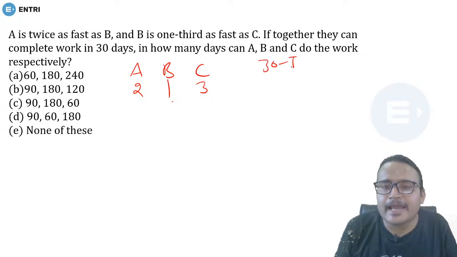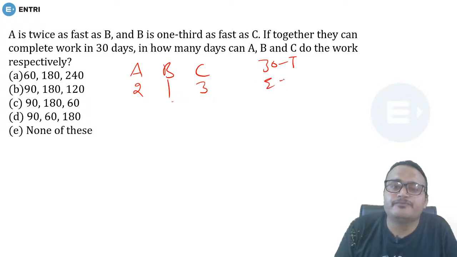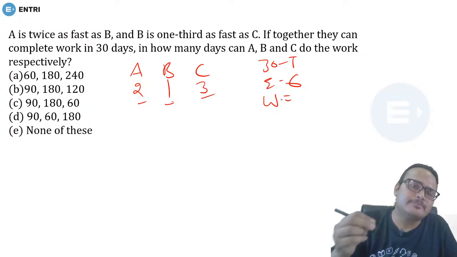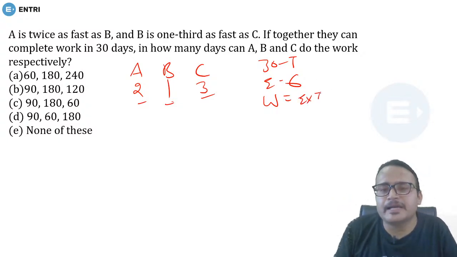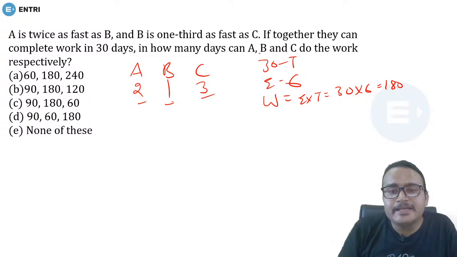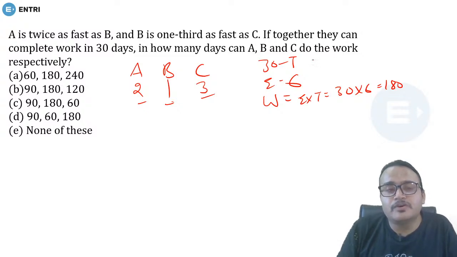So guys, we have time and efficiency. What we have: 2 plus 1 is 3, plus 3 is 6. So we can find the work. Efficiency is work upon time, so work is efficiency multiplied by time. That means 30 multiplied by 6, so 180. Okay, 180.